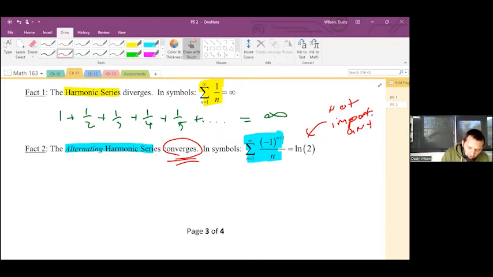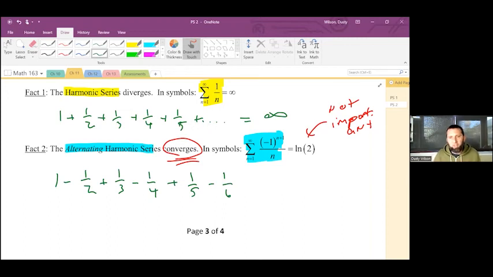So what does this mean? If I put in n equals 1, I'm going to get a positive 1 out. So it means 1 minus 1/2 plus a third minus a fourth plus a fifth minus a sixth. The signs are changing, but it's the same series as above. If I continue on in this path forever, I would say that this converges. It equals a number. Okay, so that's fact one and fact two.